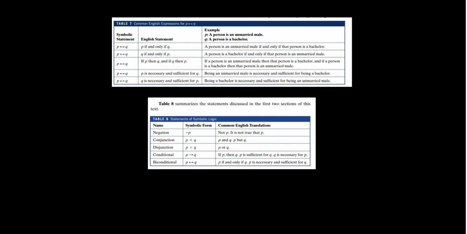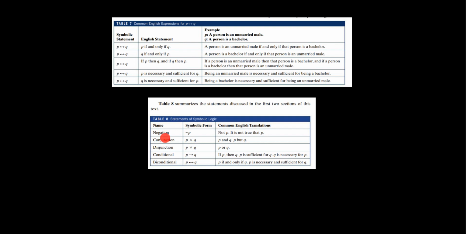It actually does touch on necessary and sufficient. So P is necessary and sufficient for Q, and Q is necessary and sufficient for P. So necessary and sufficient is basically the same thing as if and only if. It's just again a different way to say these things.